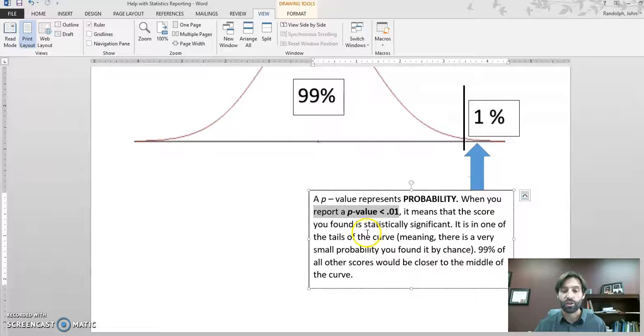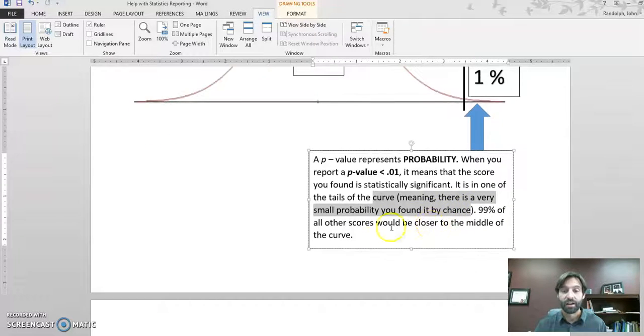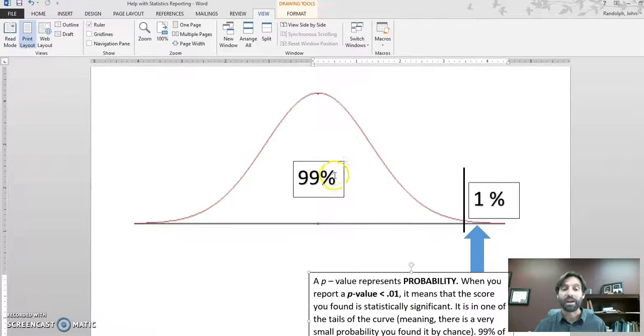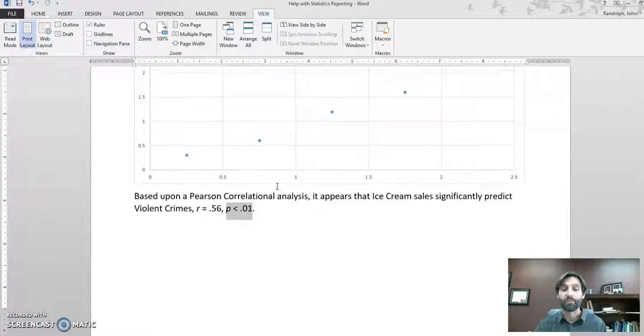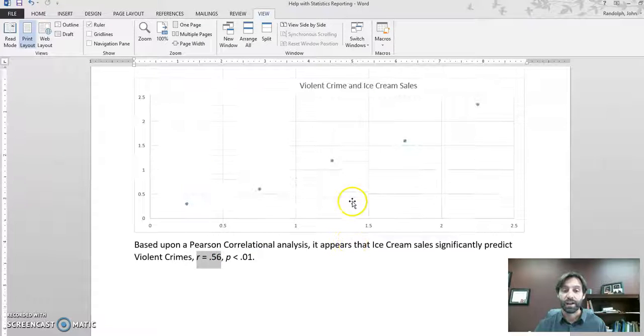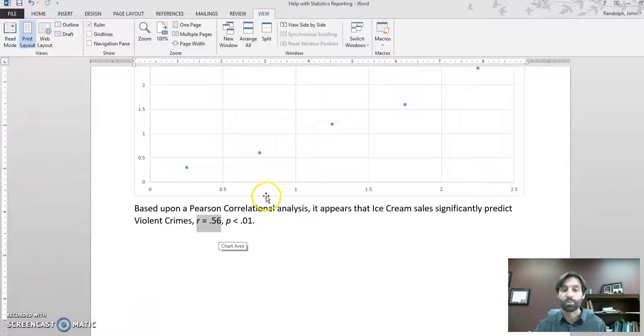It is one of the tails of the curve, meaning that there is a very small probability you found it by chance. 99% of all other scores would be closer to the middle of the curve back here. So you can see that they give you that probability score here as well. So it's basically telling you this big time relationship between ice cream sales and violent crimes, 56%.